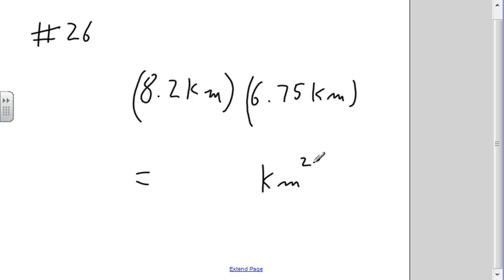We'll take out our calculator and we'll go 8.2 times 6.75, and we'll end up with 55.35. But because we only have two significant digits in the first number, we can only keep two significant digits in our answer. So our final answer is going to be 55 kilometers squared.